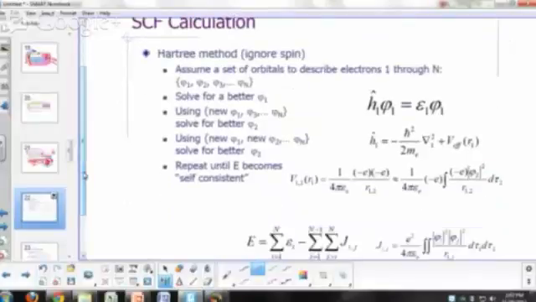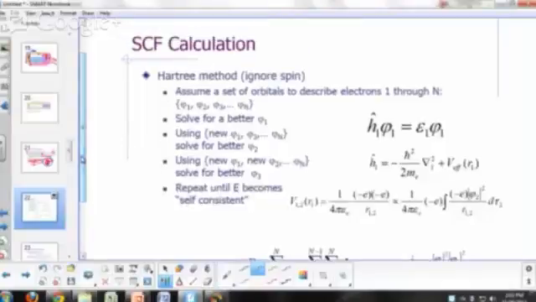Now, SCF calculation. SCF stands for self-consistent field. This is the procedure you use to determine the best possible expressions for your orbitals, for your spin orbitals. Now, the Hartree method was first developed by Hartree. In Hartree's method, he ignored the existence of spin. But let's just go through that because that's easier to understand, and it will give you an idea of the idea behind this self-consistent field method.